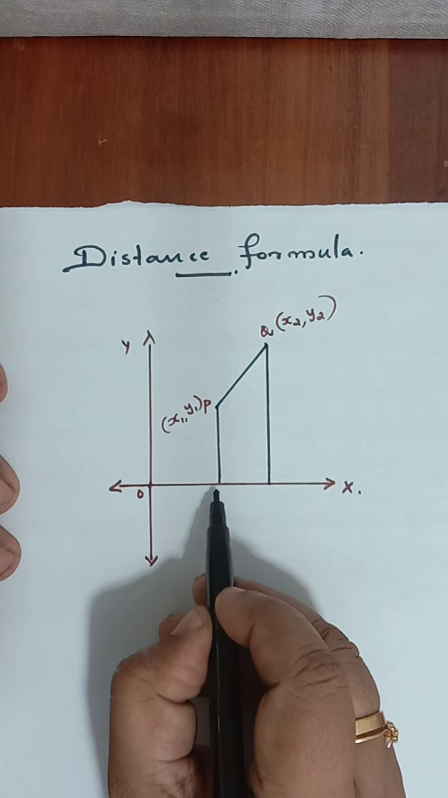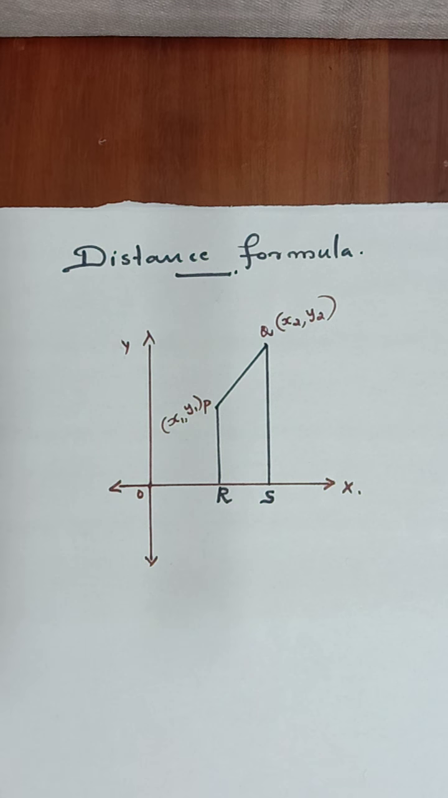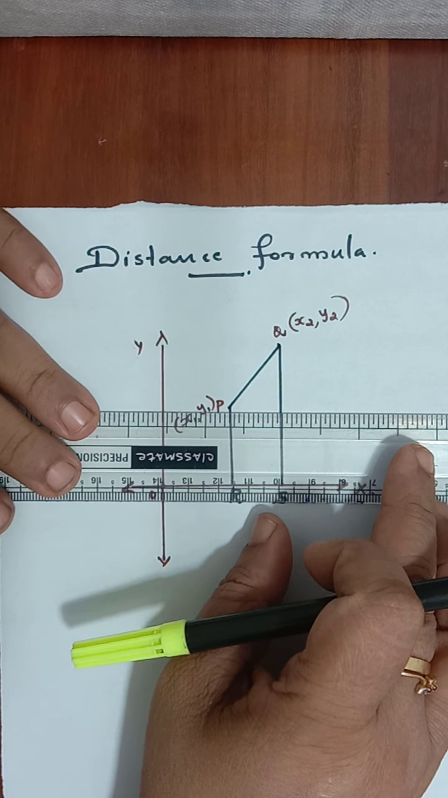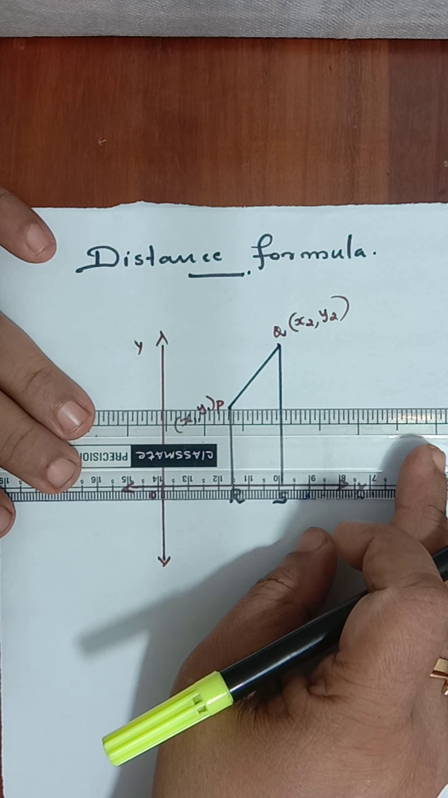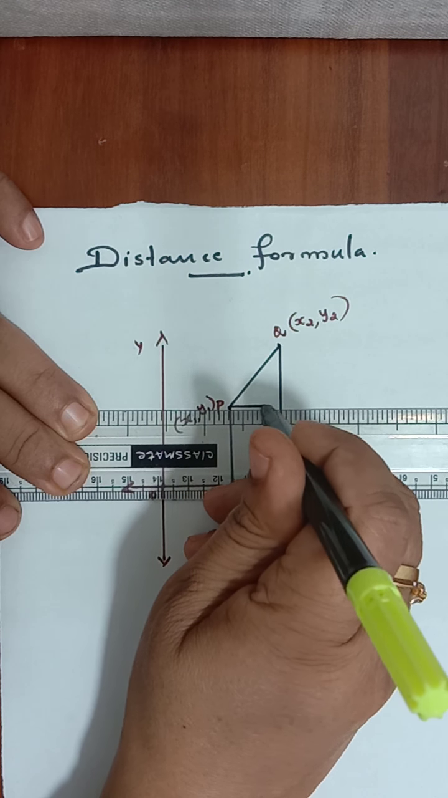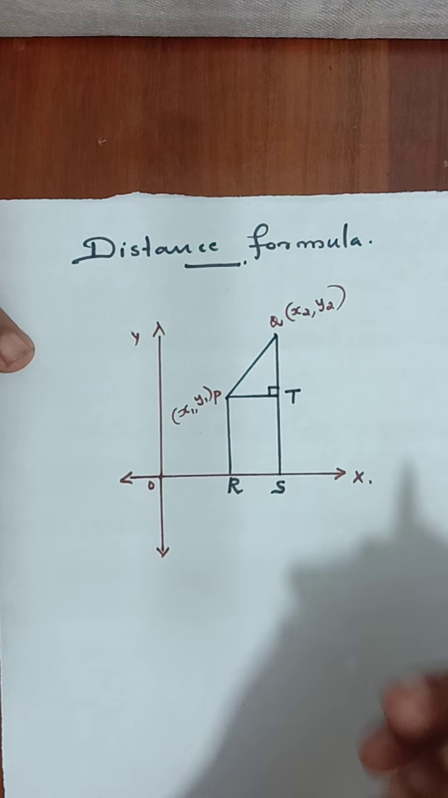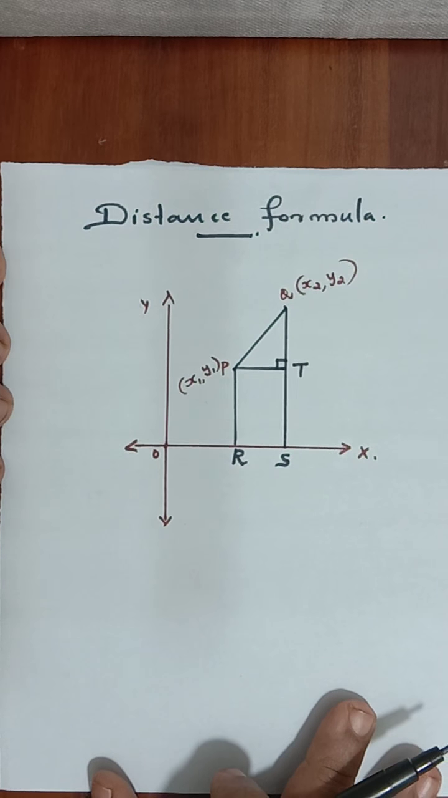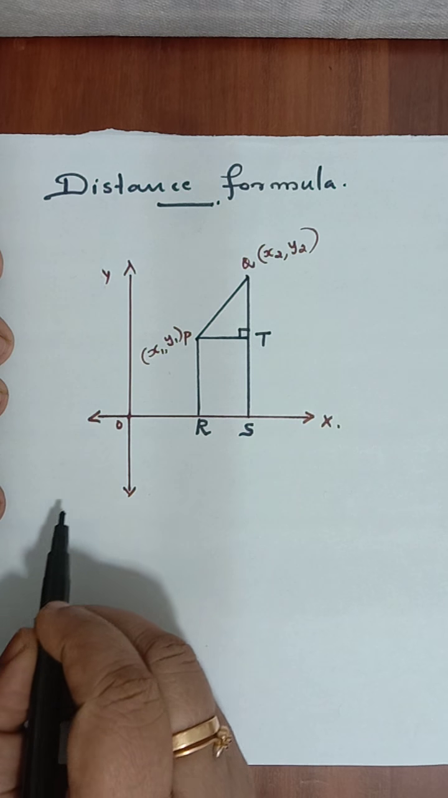Now, this is the point R. We will mark this as S. Here we are going to draw a perpendicular to QS. For the line QS, we draw a perpendicular, that is PT. PT is perpendicular to QS. Now, how to find this? First, you have to write the derivation, children. This is not yet asked, but you have to study.